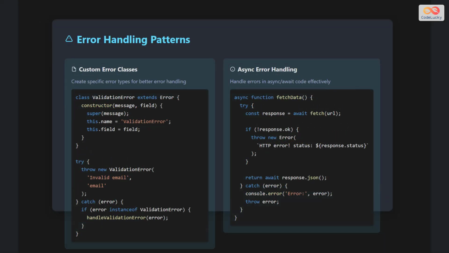Let's explore common error handling patterns. Custom error classes are used to create specific error types for better error handling. It provides more details about the error. The next is async error handling. Here we handle errors in async await code effectively using try and catch block.